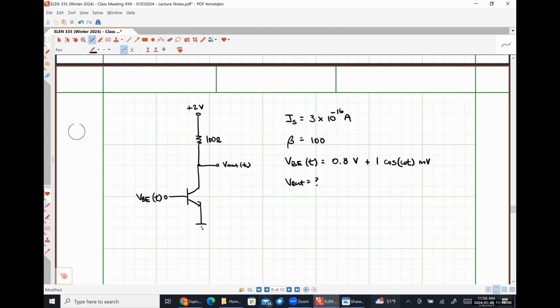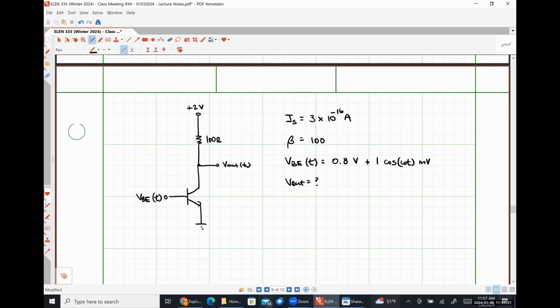So what we are going to do is effectively split this analysis up into two parts. We're going to do a large signal analysis, and then we're going to do a small signal analysis, and then we're going to add the results of those together, which will be how we handle circuits like this forever in this class. Okay?